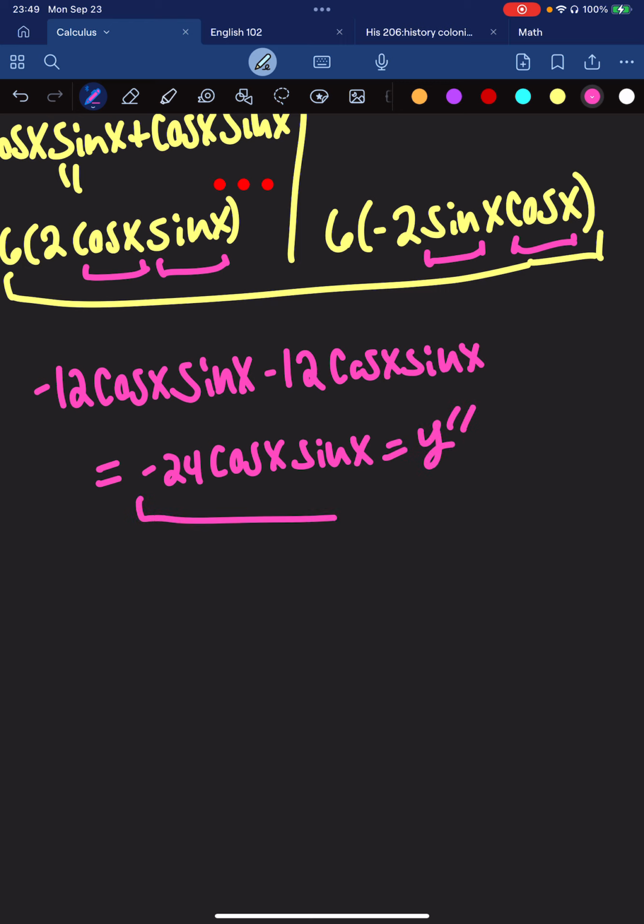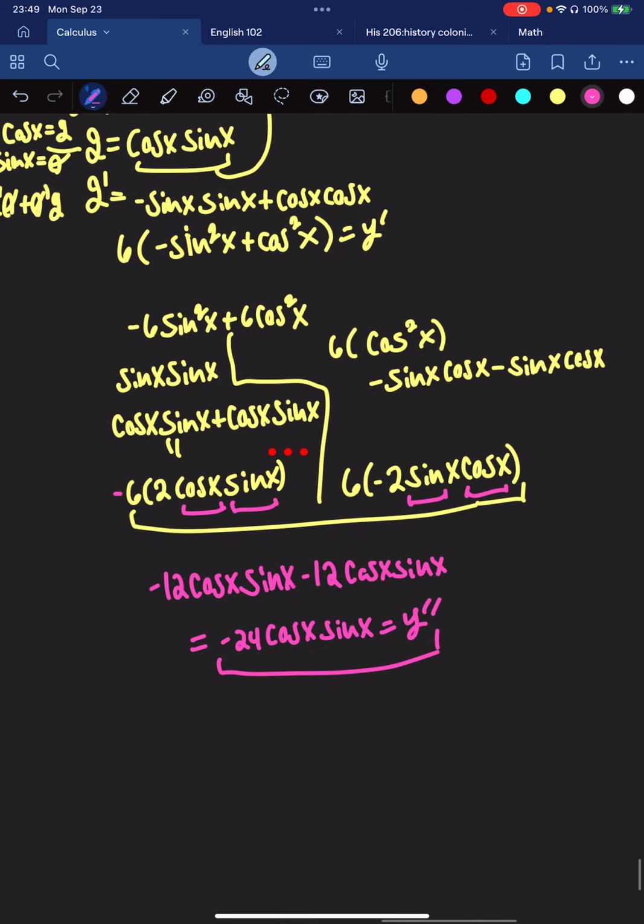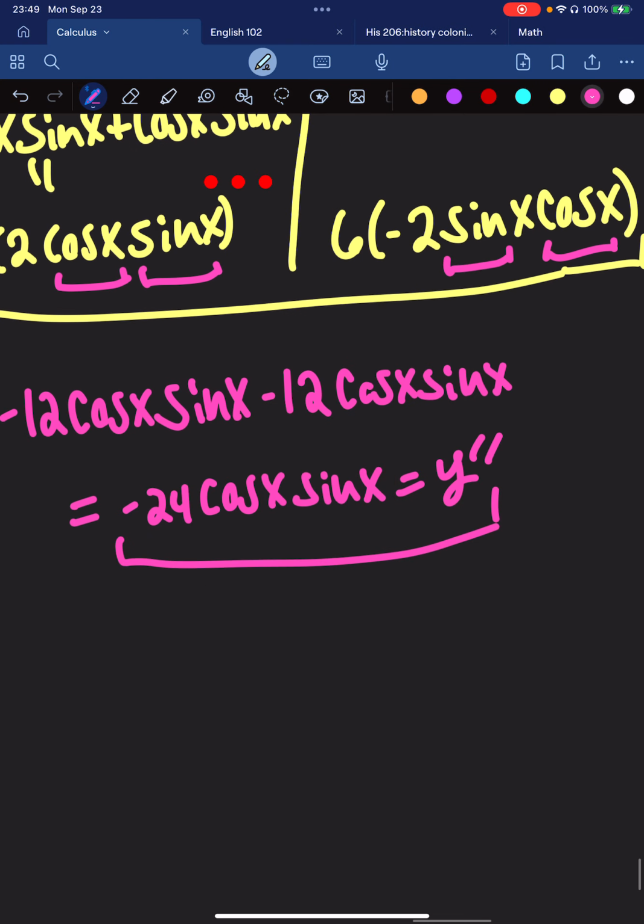All right, so it's kind of convoluted without using the chain rule, but that's essentially the bare bones method of doing it.